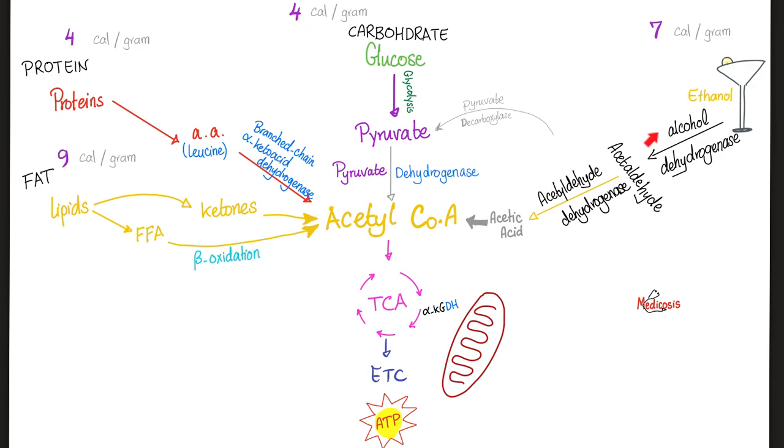Carbohydrate is also 4. Ethanol or alcohol is 7. But fat is the highest, 9 calories for every gram of fat you consume. Regardless of what you do to yourself, eventually all of this will end up as acetyl-CoA. Enters into the tricarboxylic acid cycle or Krebs cycle to make energy. Got some oxidative phosphorylation action going. This is internal respiration and internal digestion.